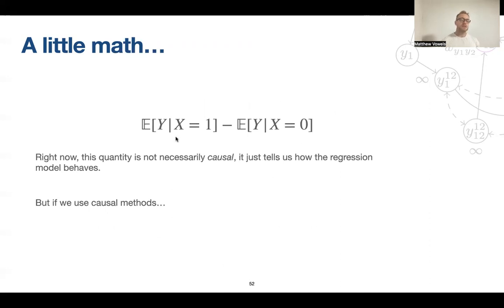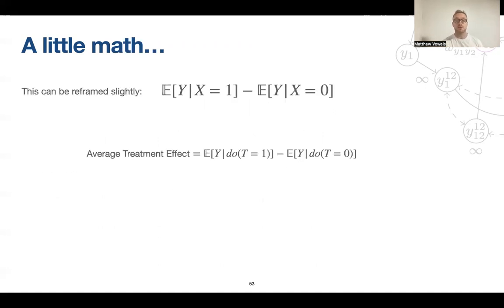Now, this particular quantity doesn't tell us that it's necessarily causal. It just tells us how the regression model behaves. It gives us an idea of how much the outcome, as predicted by that regression model, changes in response to a change in one of the predictors. But if we do use causality properly, this doesn't just correspond with how the linear regression model behaves, it also corresponds with the causal quantity.